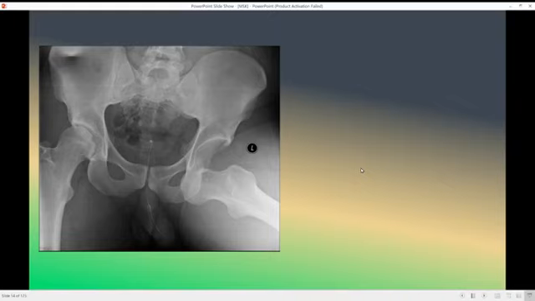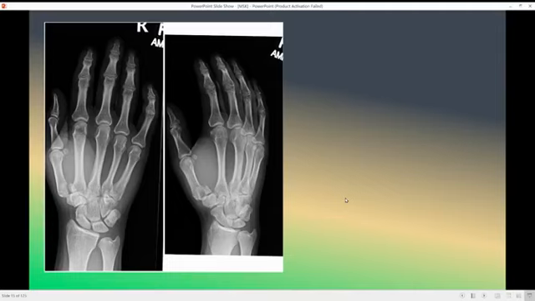Very good. We have three answers. We have the anterior dislocation of the left hip, as we see here. Very good, all of you, for answering. We move to the next case. What do you think about the next case?